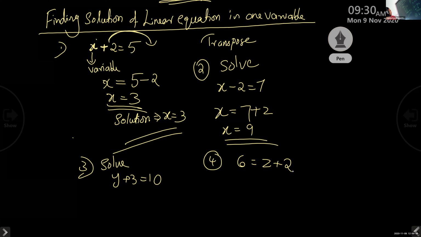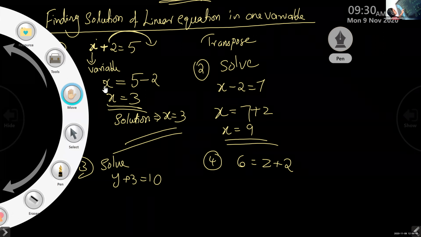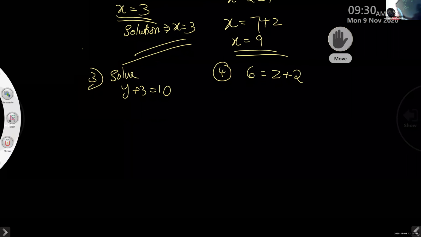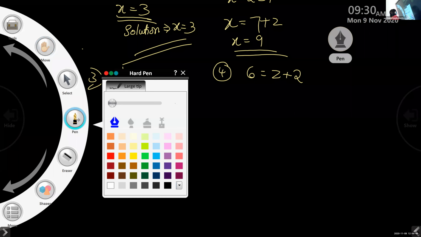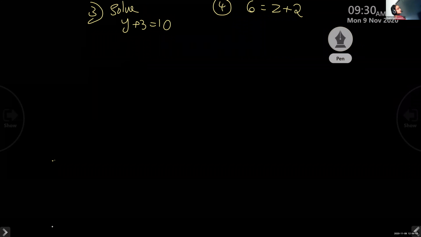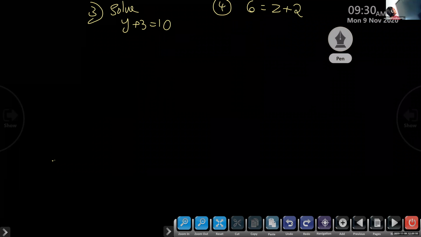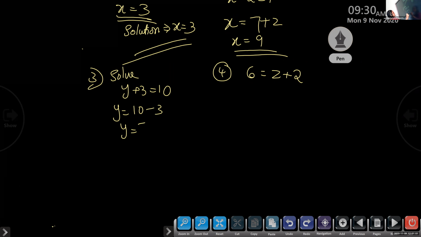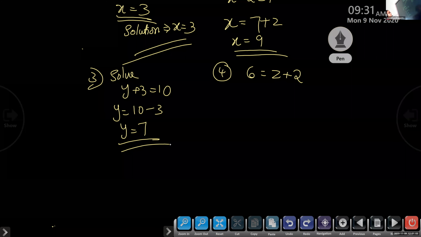Y plus 3 equal to 10. Minus 3, yes, 10 minus 3. The first one is y equal to 10 minus 3. That is y equal to 7. Correct.